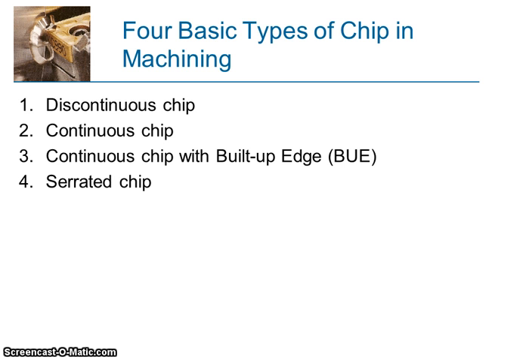As you all know, in machining, chips are generated. These chips can be classified as discontinuous chip, continuous chip, chip with built-up edge, and lastly a serrated chip. We will see one by one, first the discontinuous chip.